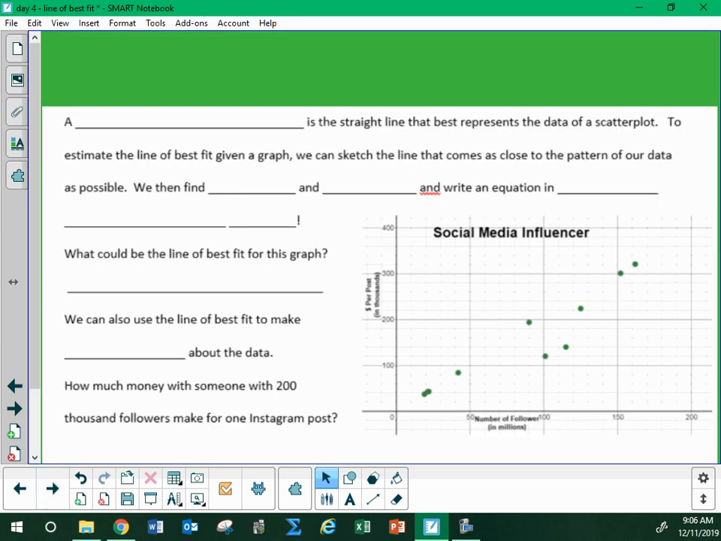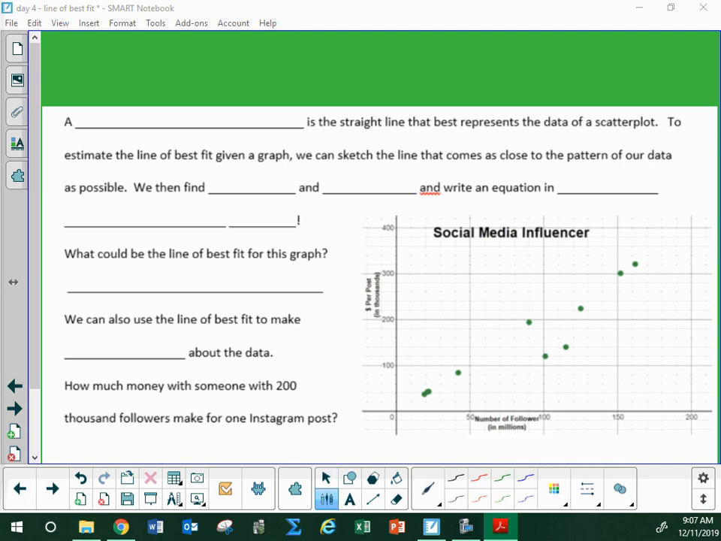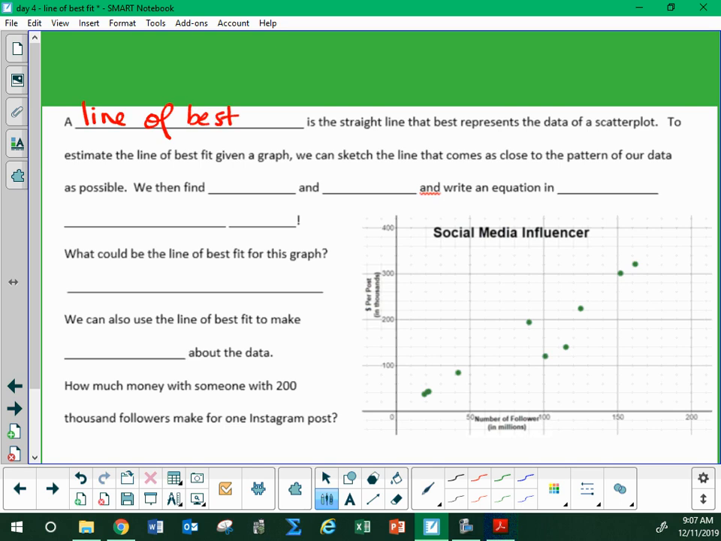Okay, so I've already talked about this a little bit, but what we have today is our line of best fit, and we're going to be using Desmos to help us out with that. So a line of best fit is basically what it says. It's a line that best fits the data. It's a straight line that best represents the data of the scatter plot. So it's kind of, if you can approximate it in the middle of all your dots there.